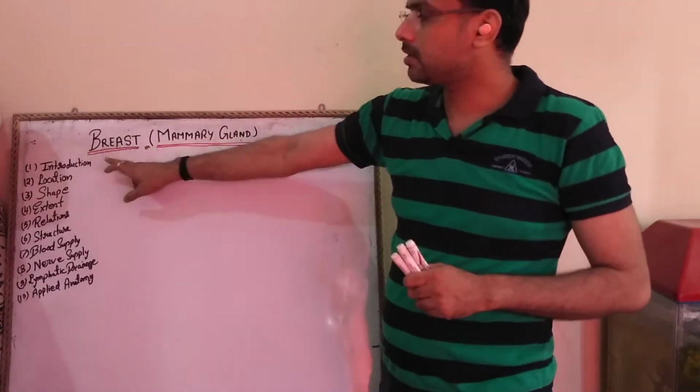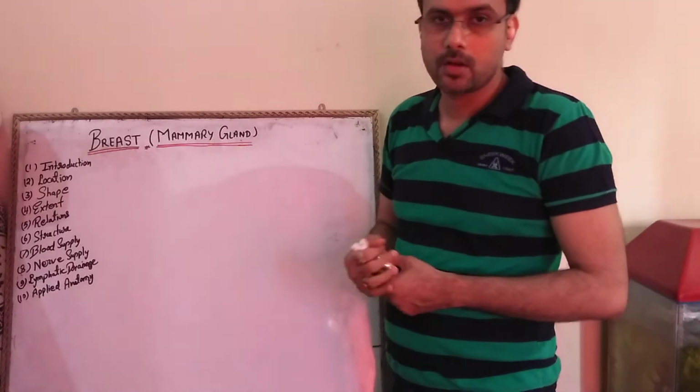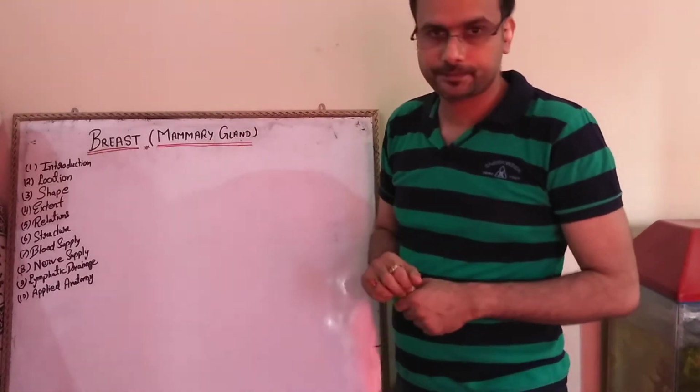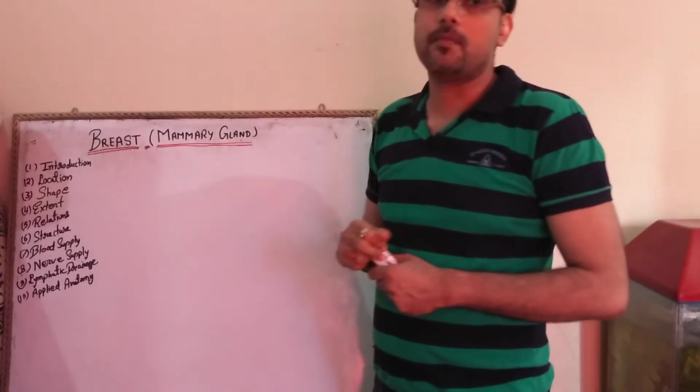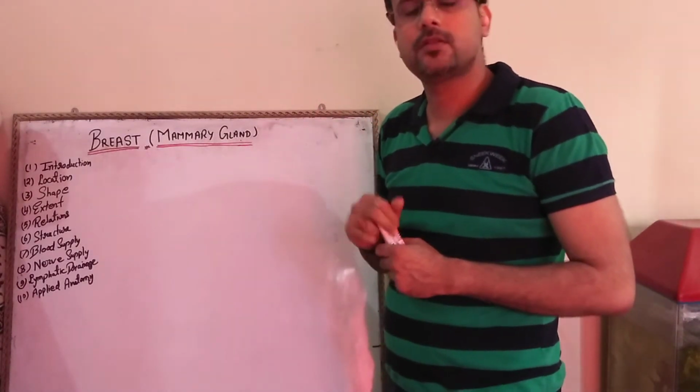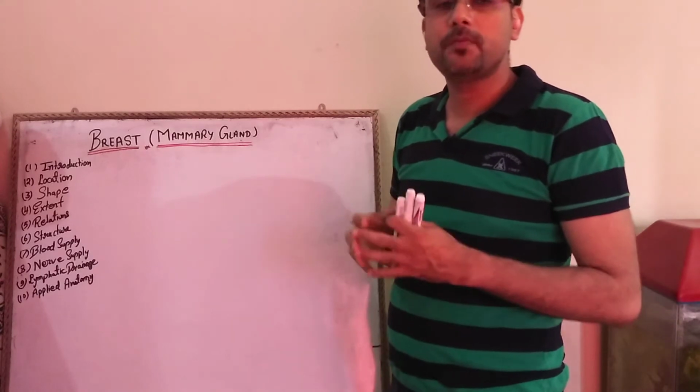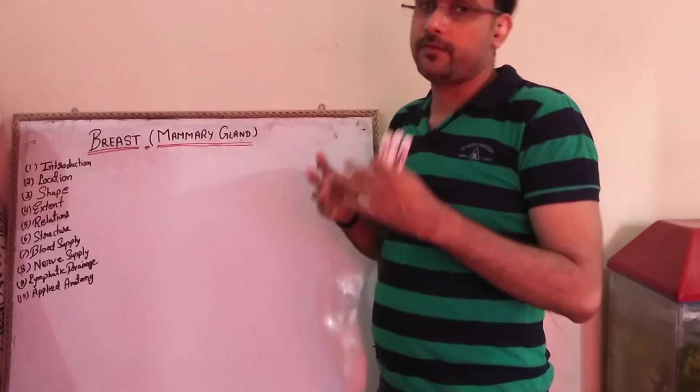Firstly, we will discuss the introduction of the mammary gland. The breast or mammary gland is a modified sweat gland which is located in the superficial fascia of the pectoral region.